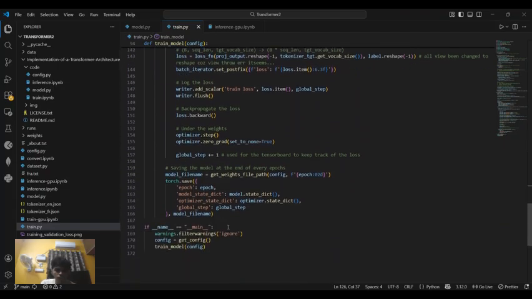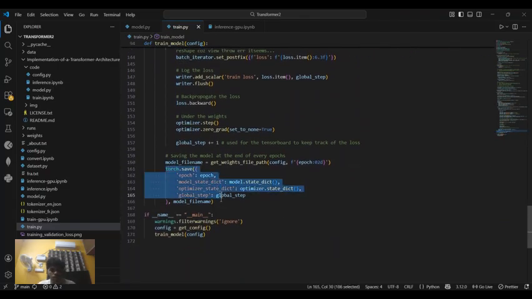After that, we save every epoch, which are downloaded from here.